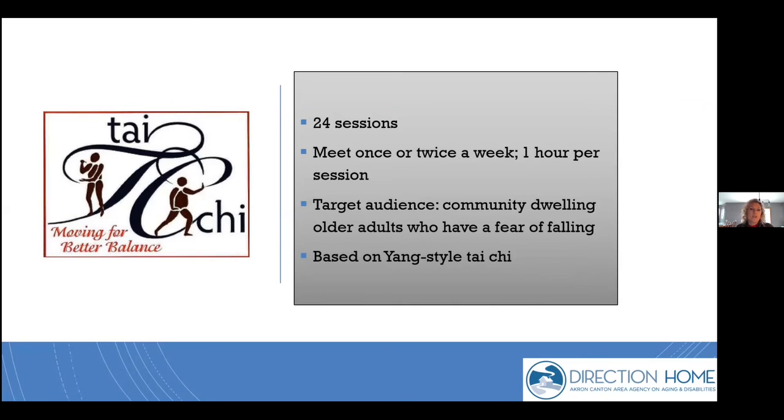This program is based on Yang style Tai Chi, and participants learn 8 forms of that Yang style Tai Chi. These have been specifically picked to go from a fairly simple form and increase its complexity as the forms go along. They are also modified just a bit from straight and strict Tai Chi to focus on those people who have that fear of falling.